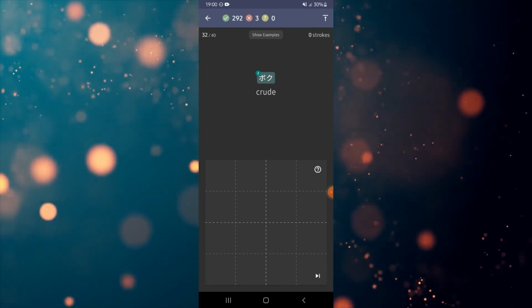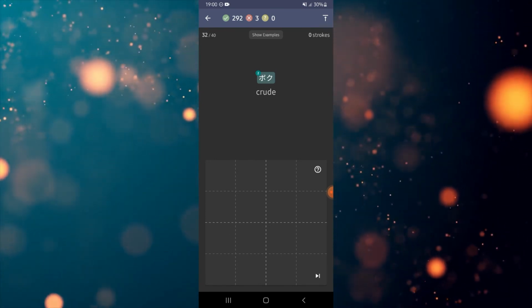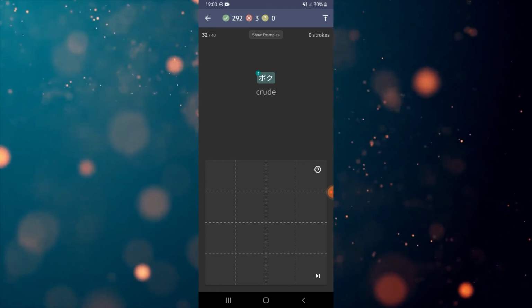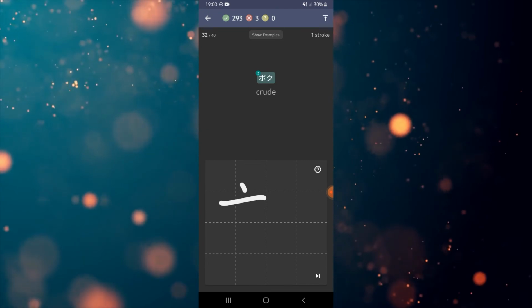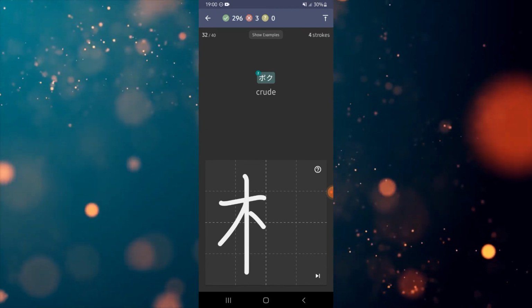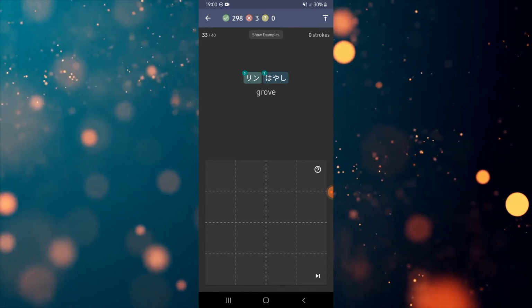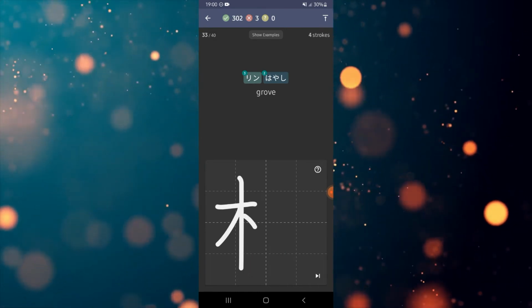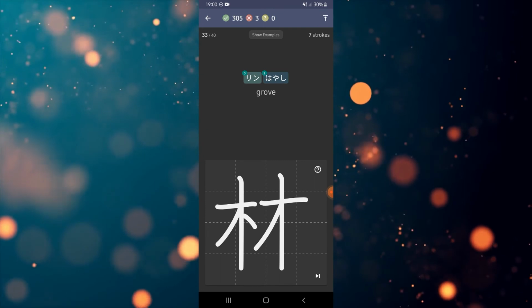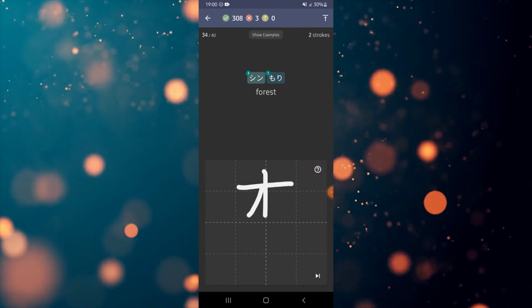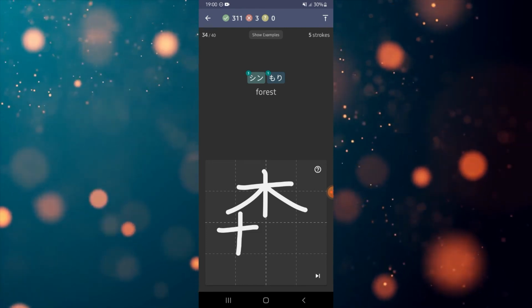Crude. So for wizards to get crude draw power, they have to make their wands straight from the tree. So draw the kanji for tree, then draw the divining rod or wand. Grove, after I've gone over to just two trees like that. Forest, just three trees. So it's quite simple.